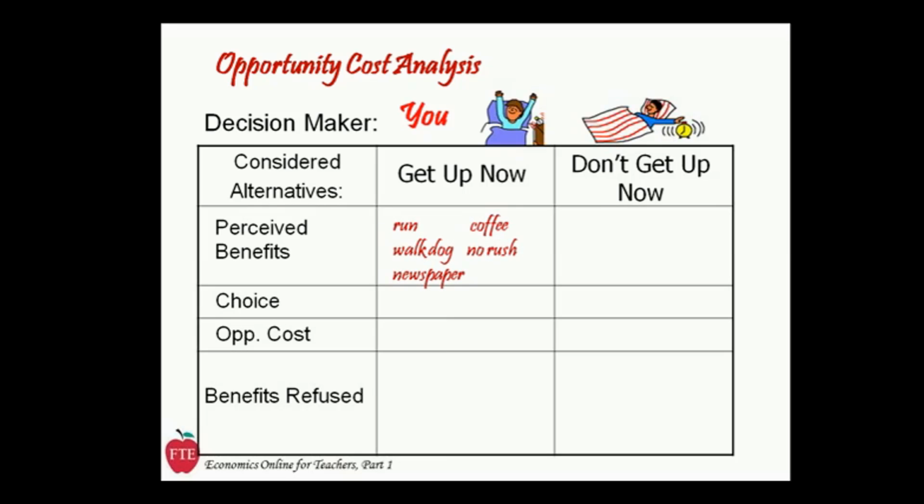Going for a run, taking the dog for a walk, reading the newspaper before work, stopping at the coffee shop, generally not having to rush. Your list may be different, and that's okay. Remember, you are listed as the decision maker at the top of the grid. So it's not my perception of the benefits that matters.